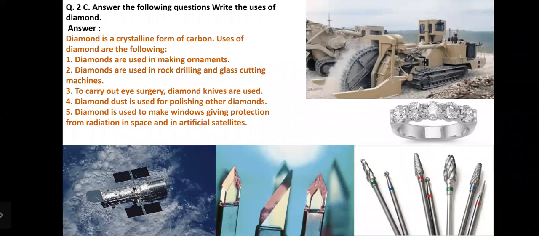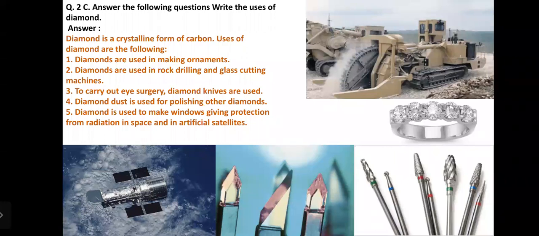Next use of diamond is to carry out eye surgery. Diamond knives are used. The figure given here below shows that the sharp edge of diamond is used as a knife for eye surgery. Since eye surgery is very difficult to perform, other sharp objects may harm the eye. Therefore, a very sharp and hard substance like diamond is used to carry out the eye surgery.